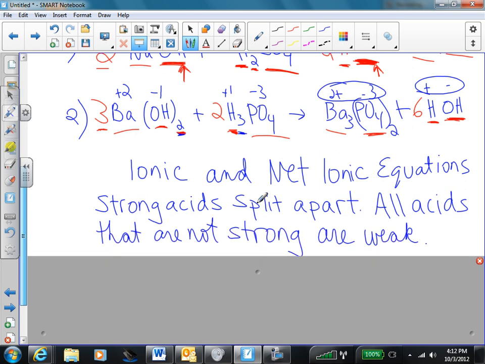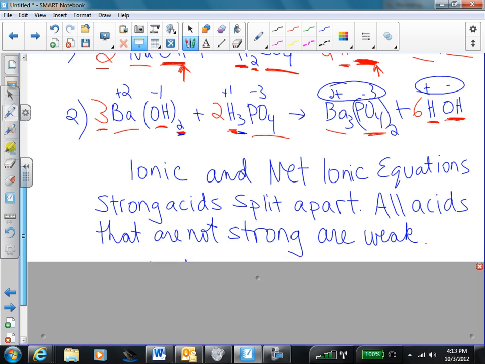One thing that you have to know when you are dealing with ionic and net ionic equations for acid-base reactions is that strong acids split apart. We learned that in lecture the other day. Soluble ionic compounds and strong acids are the only things that split apart in our molecular equations. Any acid that's not strong is weak. And remember, for this class, acids will be things that the formula begins with H.